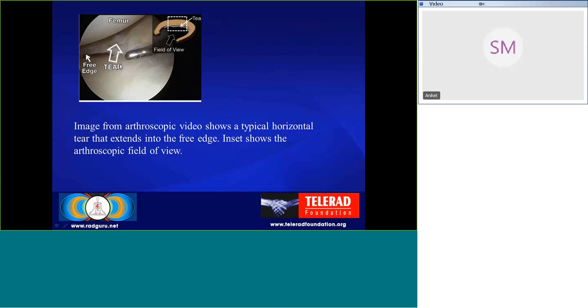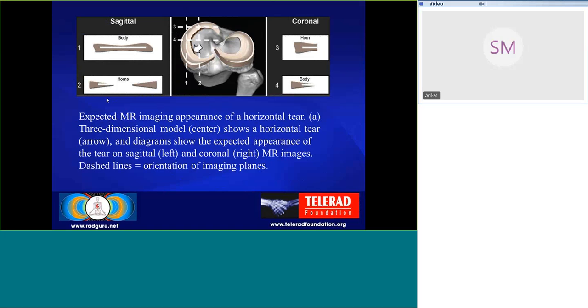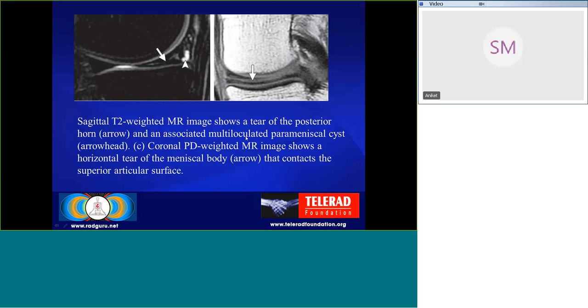Here, an arthroscopic image shows a typical horizontal tear that extends to the free edge. This is how a horizontal tear appears on sagittal images, where we can see at the level of the body a linear bright signal, and this is at the level of the horns. Similarly, on the coronal images, this is how the horizontal tear looks. So let us take the MR images.